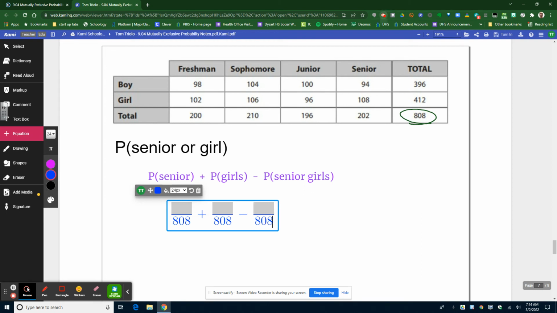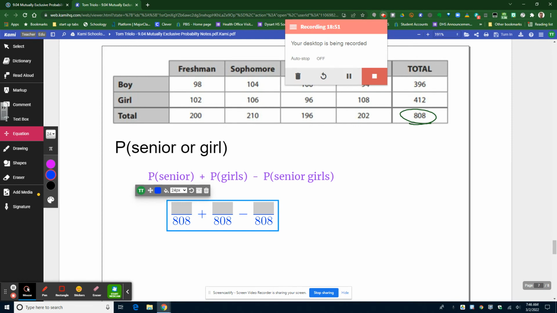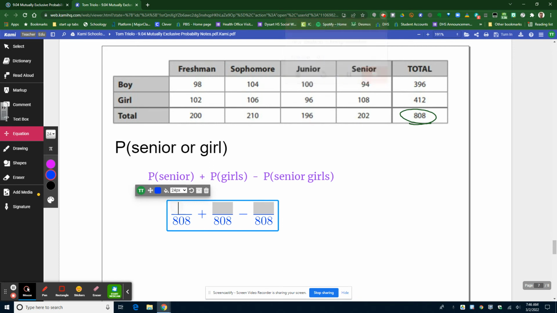Go for it. 202 seniors. We've got 412 girls. And we've already counted the seniors.